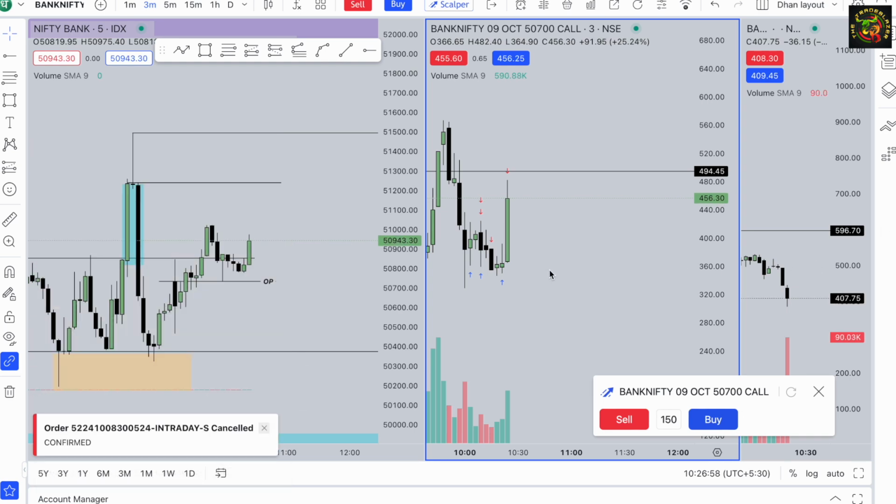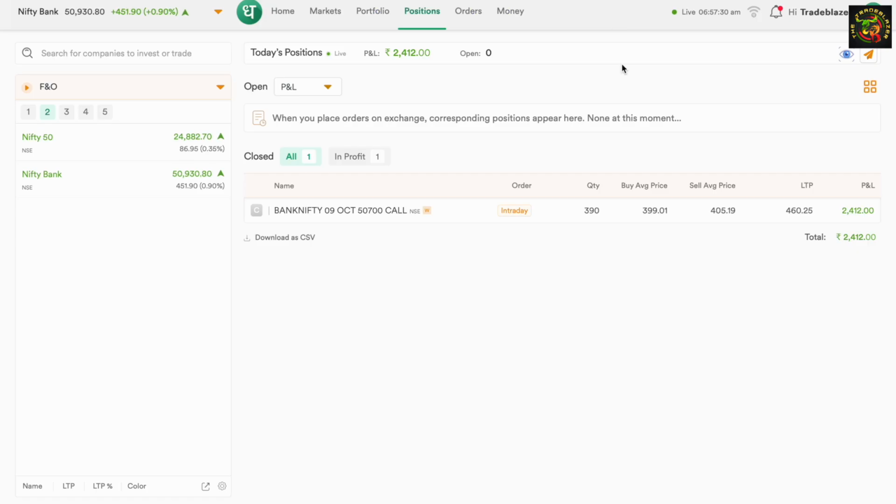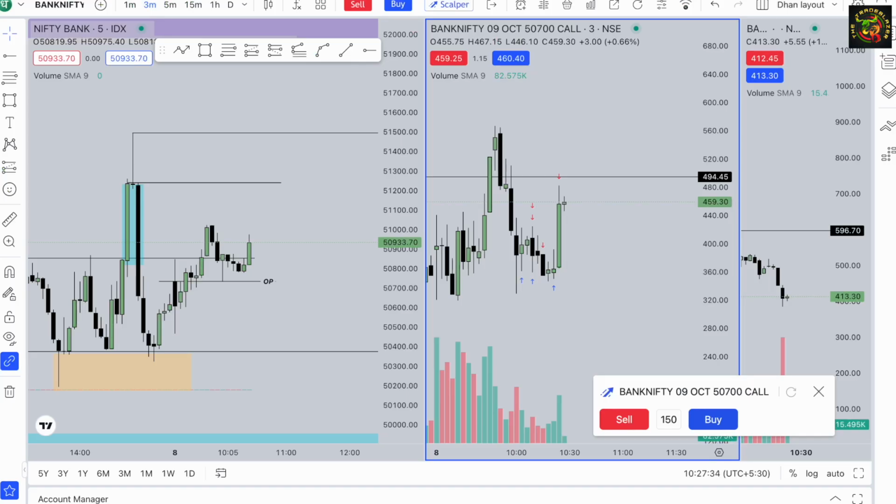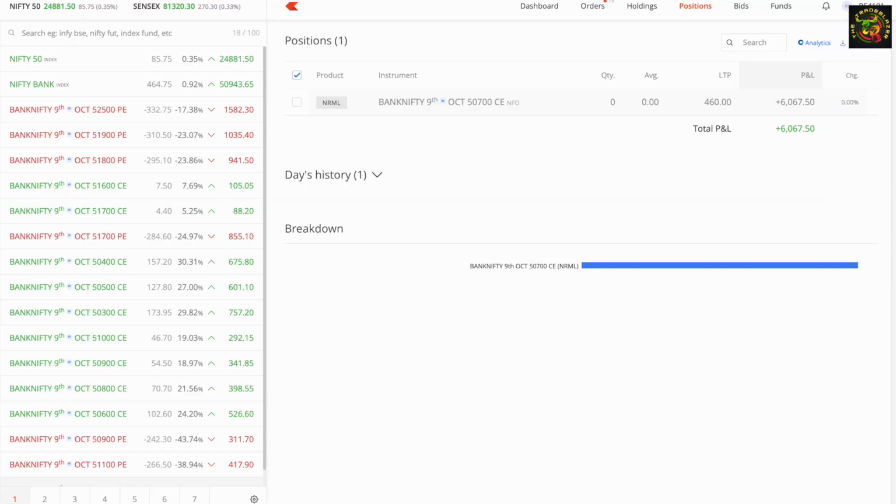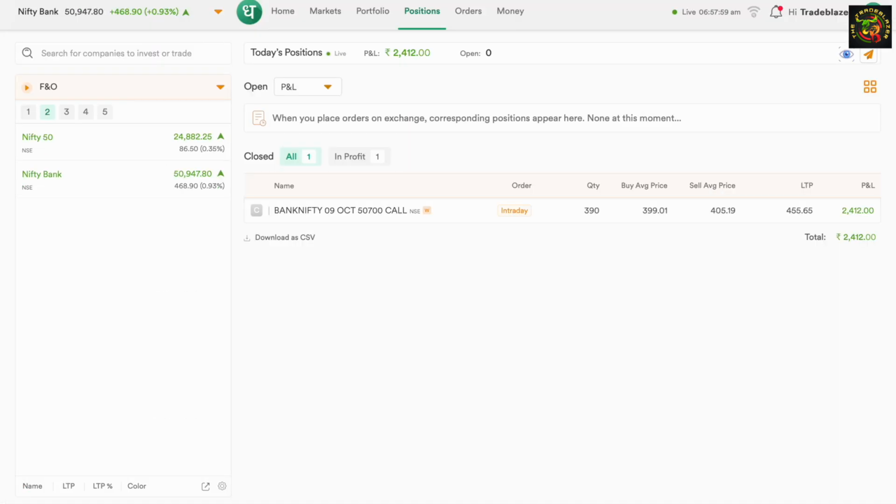So let me pull that up here. It's close to 2500 profit in Dhan, just above break even. Let me pull up Zerodha as well. So it's 6,000 of profit in Zerodha. So overall a profit of around 8,500 for today.